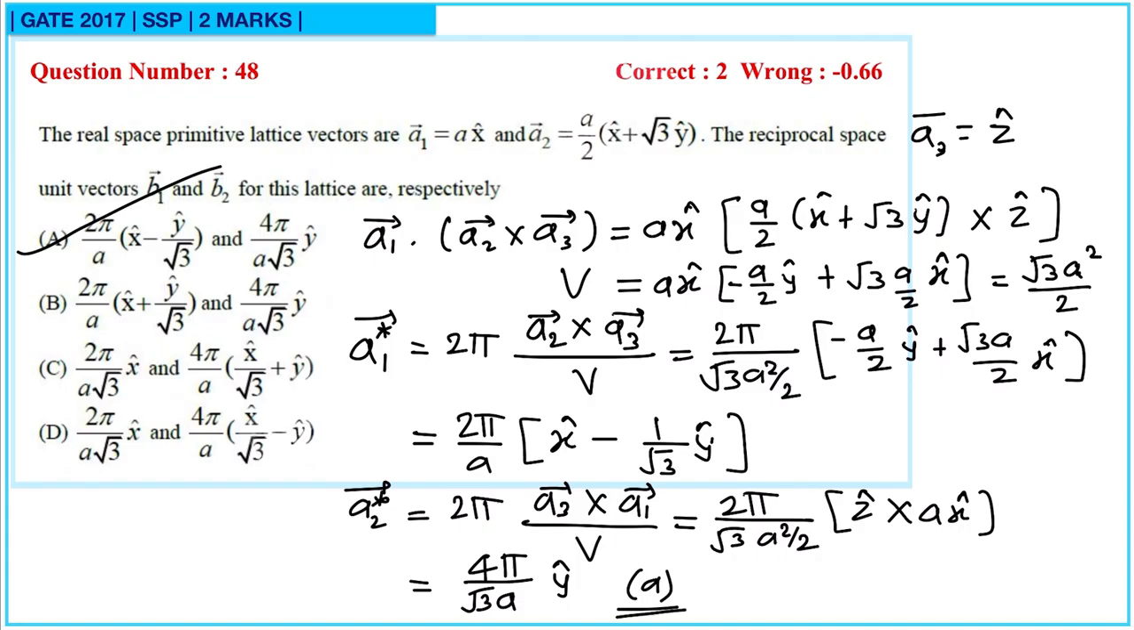So these were all the questions from the GATE 2017 paper from the solid state physics part.